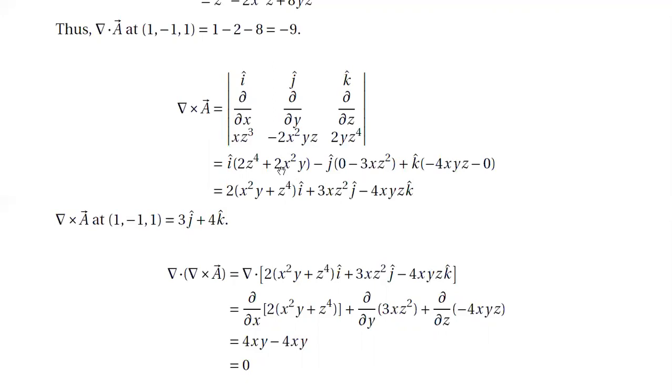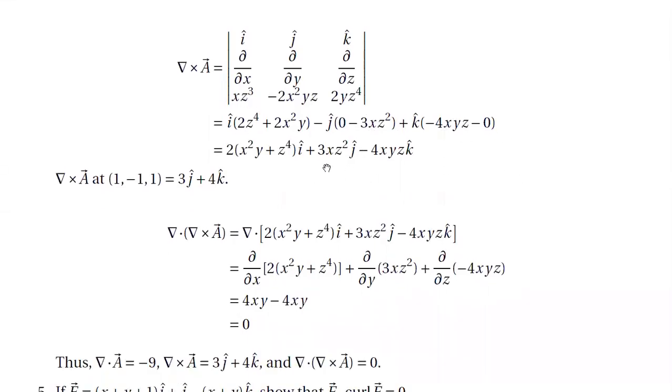If you differentiate this with respect to z, you get minus of minus 2x²y, so it becomes plus 2x²y. Then minus j into, leaving the second column and the top row, ∂/∂x of 2yz⁴, that is obviously 0, minus ∂/∂z of xz³, that will be equal to 3xz². Plus k into, leaving the third column and the top row, ∂/∂x of this term will be minus 4xyz, and ∂/∂y of this last term would be 0. So let's continue with this.